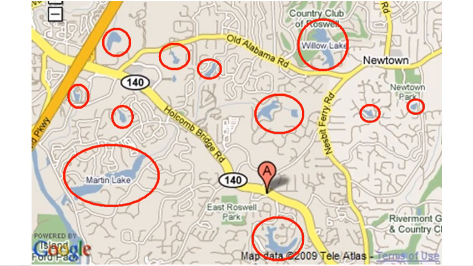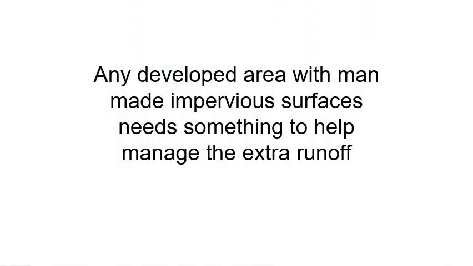Most of the ponds, most of the lakes in our area are not natural. They are actually retention ponds that were put in when they built the new neighborhood to handle all of the runoff caused by the new roads and houses and buildings. So any developed area, any place that has some man-made impervious surfaces has to have something to help manage the runoff.